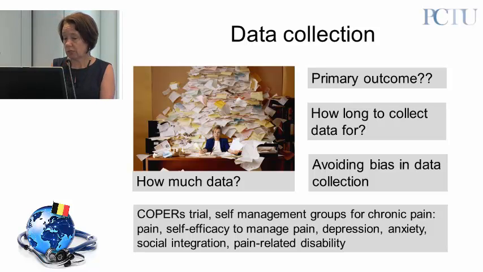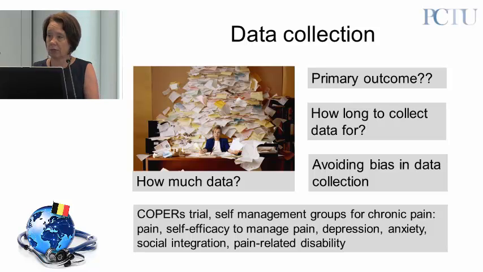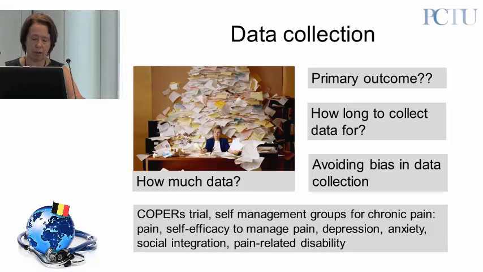In some situations, you can get bias in data collection if you're doing something slightly different in terms of your intervention and control groups, how to avoid that, and how much data to collect. So I'm going to give you an example. This example is a COPAS trial recently published in PLOS Medicine.